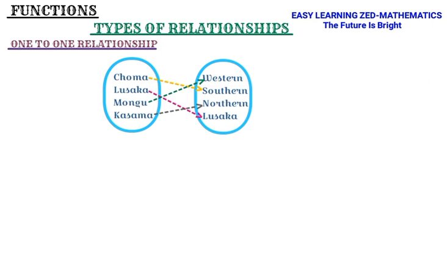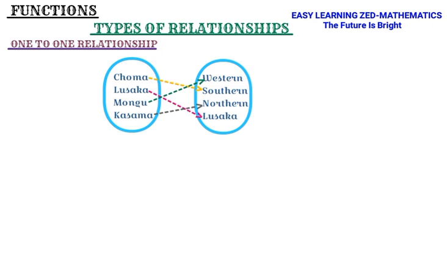Since we are not going to talk much about the relationship itself, how can we say this is one-to-one? We are identifying the kind of relationship the elements in the left set and the right set have. You can see that Choma is connected to just one province. Lusaka is also connected to one province, Mongu is also connected to one province, as well as Kasama. There is no town which is connected to many provinces. Each town is connected to just one province.